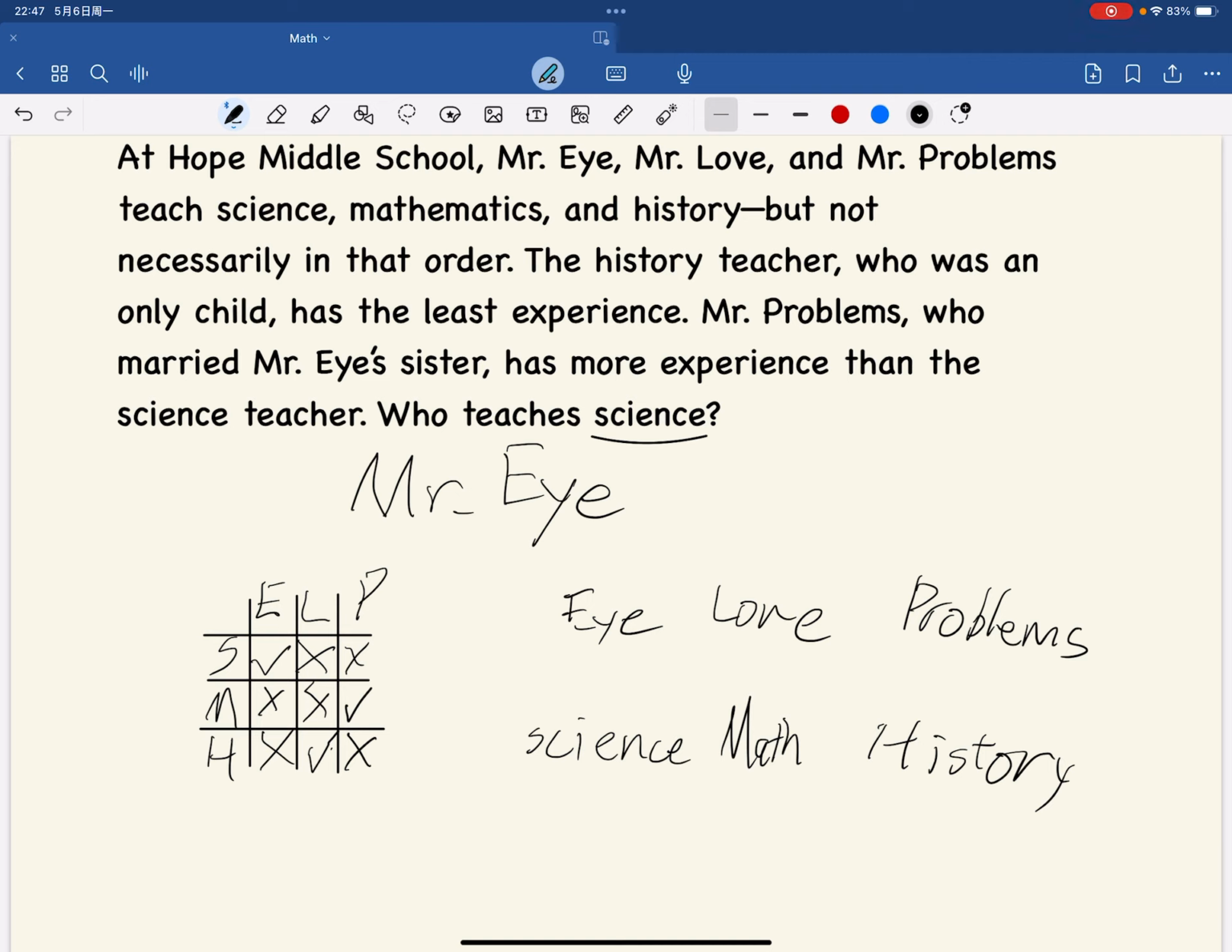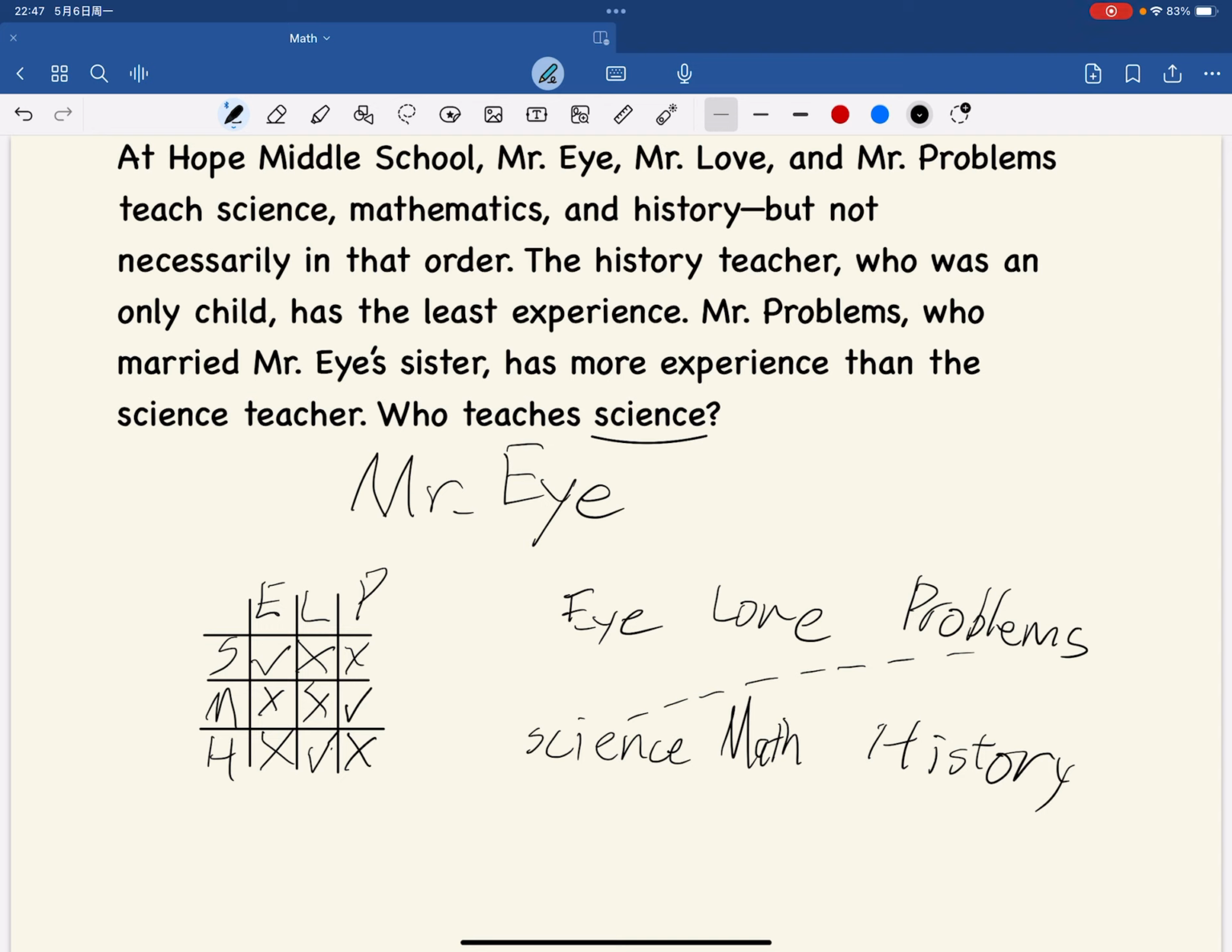Since it's basically the same logic, we go to the first clue. The history teacher was an only child and has the least experience. Once again, that doesn't give us any help. So we go to the second clue. Mr. Problems, who married Mr. I's sister, has more experience than the science teacher. So like this, we know that Mr. Problems is not the science teacher. Since he's not, we draw a dotted line.